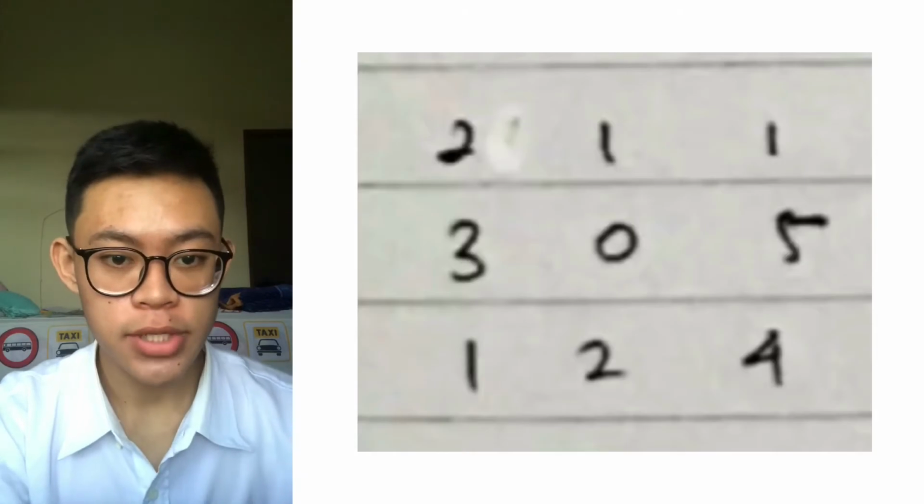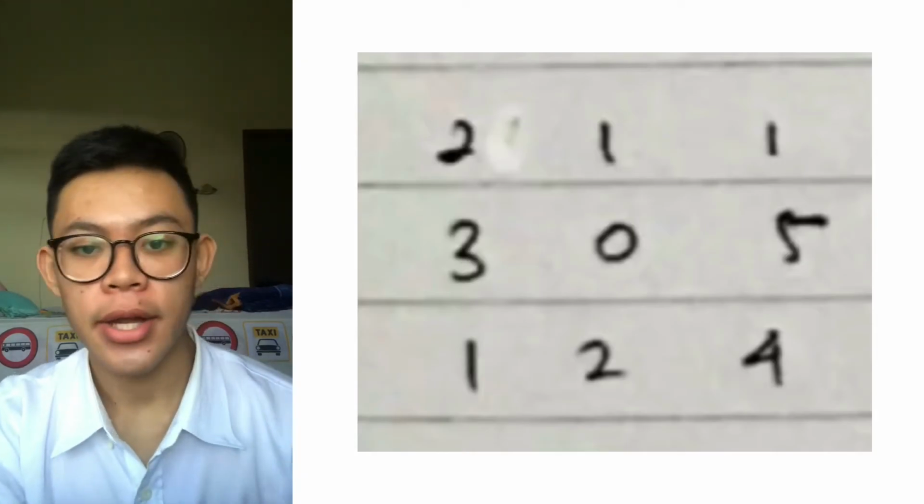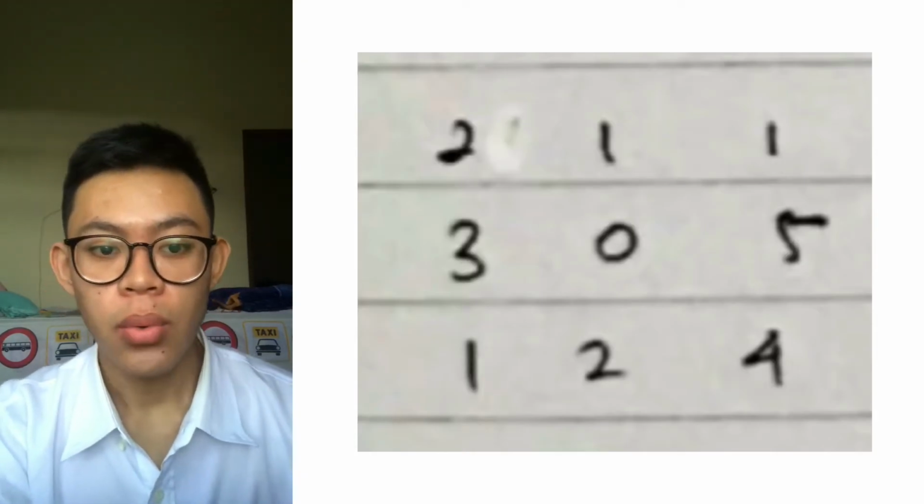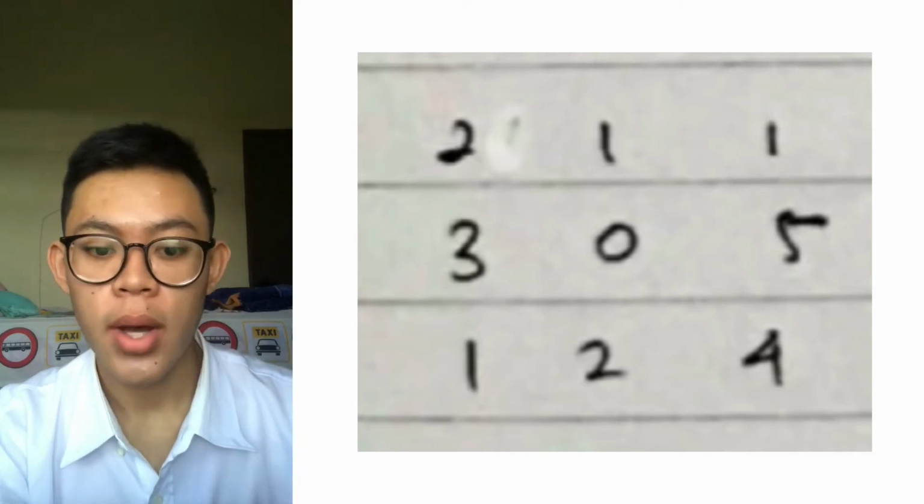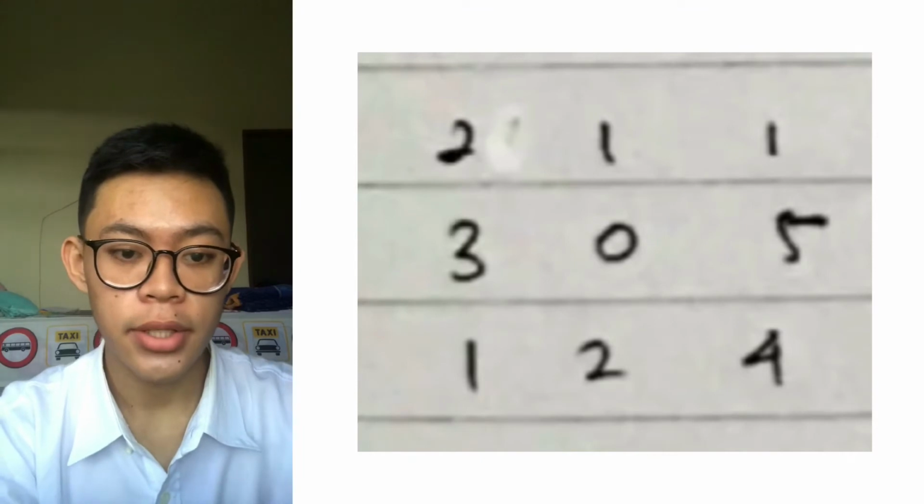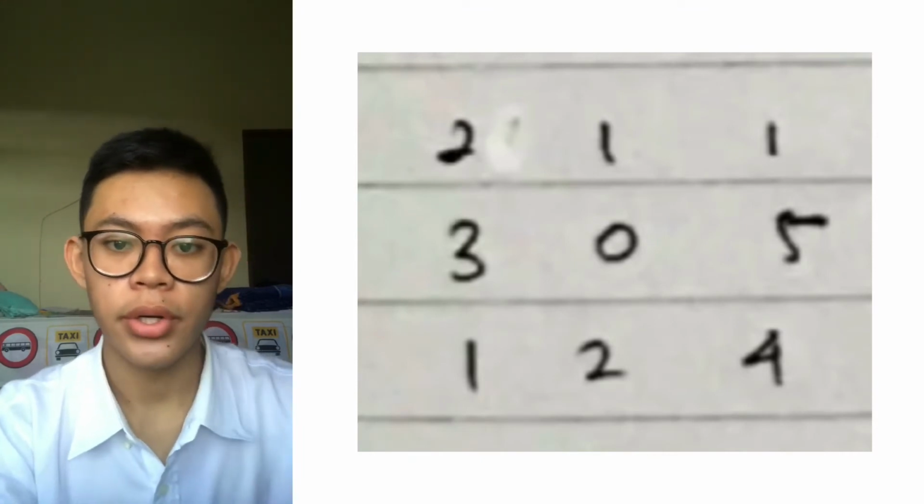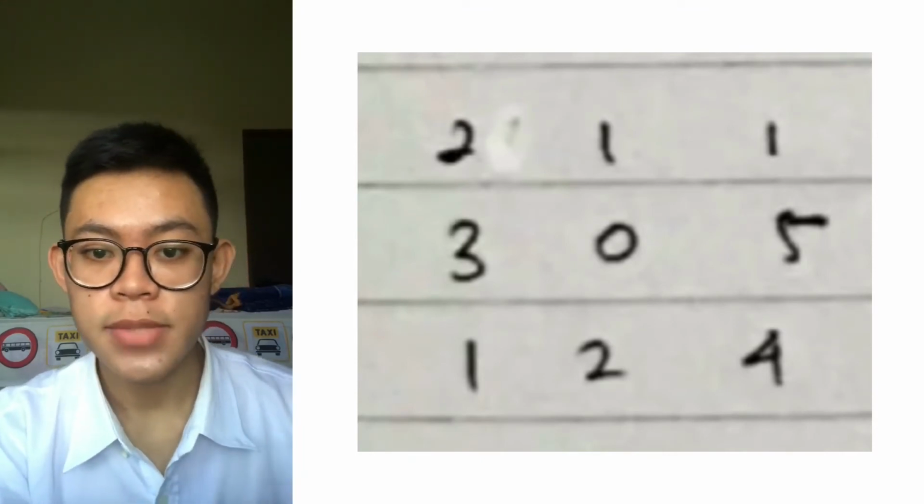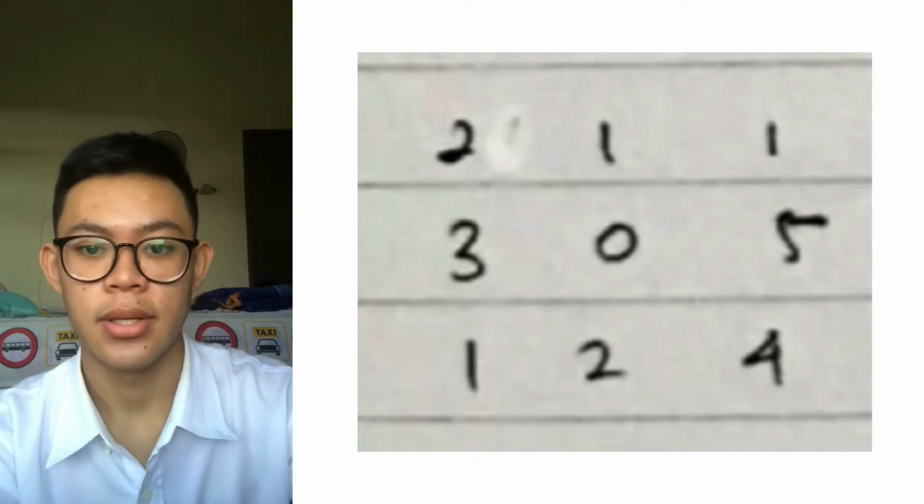The next question is number 2. Find the inverse matrix below. There are 9 numbers given. The first row includes 2, 1, 1. The second row is 3, 0, 5. And the third row is 1, 2, 4. We are going to find the inverse matrix from those numbers.